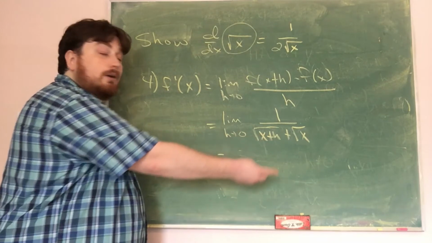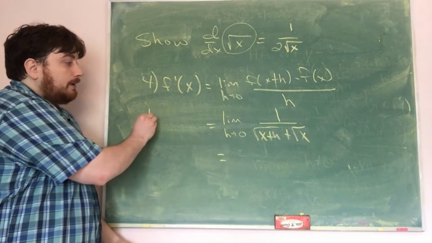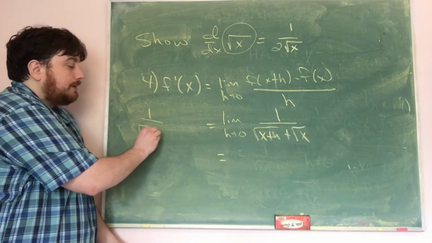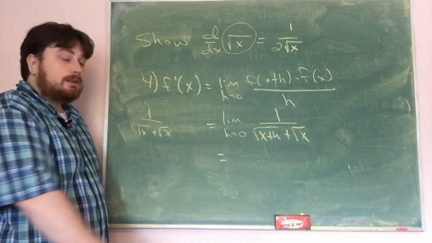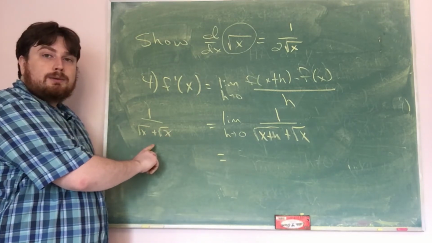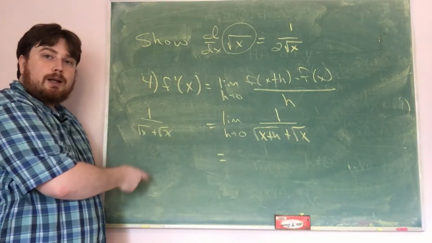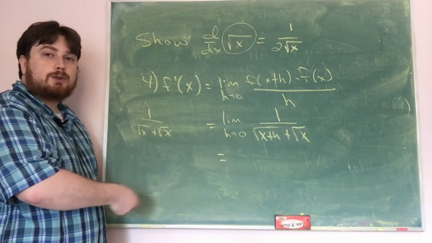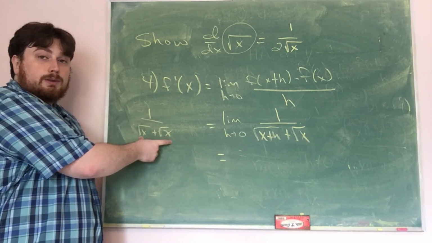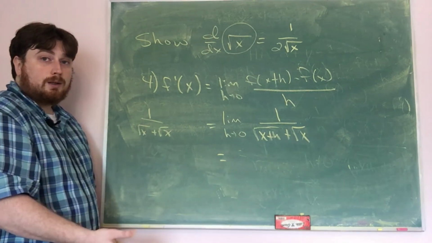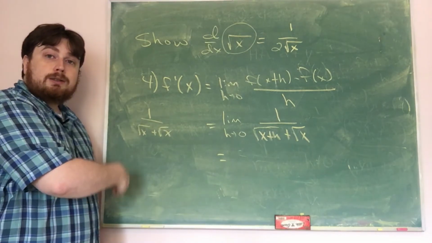To calculate this new limit, what I want to do is plug in 0 and see what I get out. In that case, I'm going to get 1 over the square root of x plus 0 plus the square root of x. Notice that yes, we do have x as a variable, but x doesn't change with respect to h, so we're going to count x as a constant. That is, it's going to be treated as if it was a number. So what we get is 1 over the square root of x plus the square root of x, which is indeed just a number.